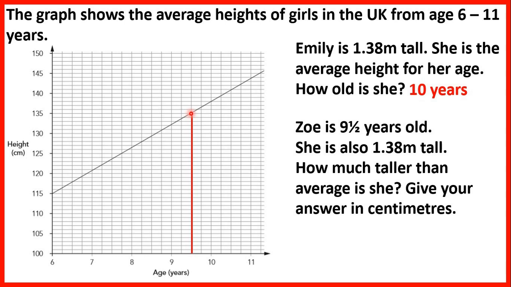Now remember, the graph shows the average height. So if Zoe was the average height for her age, she would be 135 centimetres. But we know that she's 1.38 metres, so that's 138 centimetres. Now we need to know how much taller than average she is. So the average is 135, but she's 138. So if we find the difference, we can see that she's 3 centimetres taller than average.